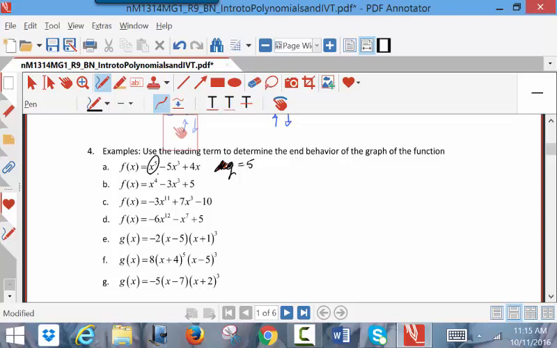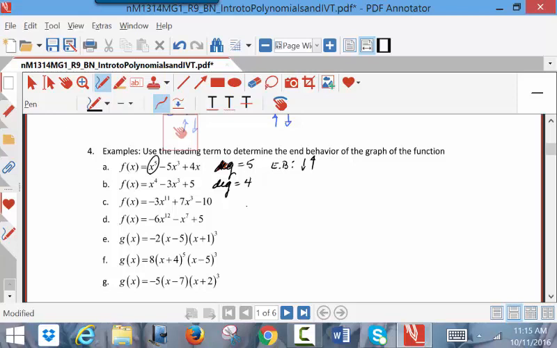If it's a positive odd degree polynomial, what is its end behavior? Think of x cubed. All of them that are odd will have the end behavior of the x cubed function. What's its end behavior? Down and then up. Okay, look at part B. What is the degree of f of x equals x to the fourth minus 3x cubed plus 5? What is its degree?